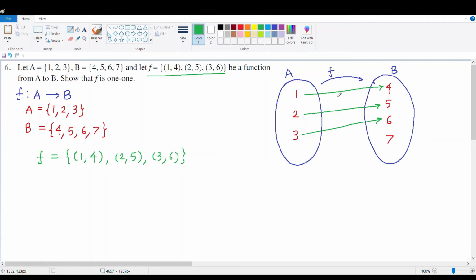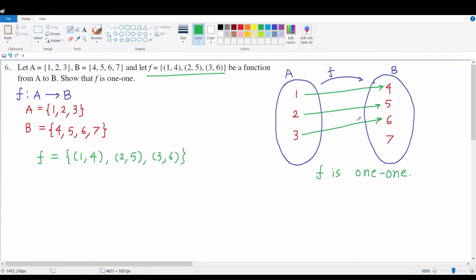Yes, because 1 goes to 4 only, 2 goes to 5 only, 3 goes to 6 only. So this is a clear cut case of f is 1-1. Now they didn't ask whether the function is onto or not, but just to see, this function is not onto. Why? Because this 7 is free. This 7 is not connected to any pre-image in this domain, so it is not onto. But we were not asked that, so let's not worry about that for now.